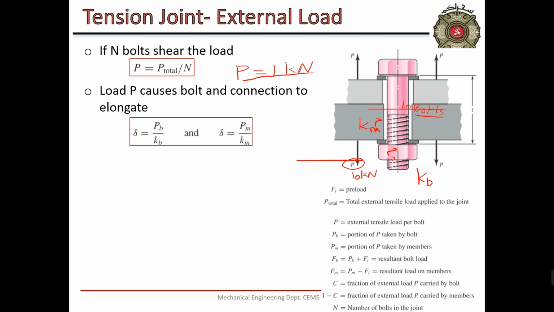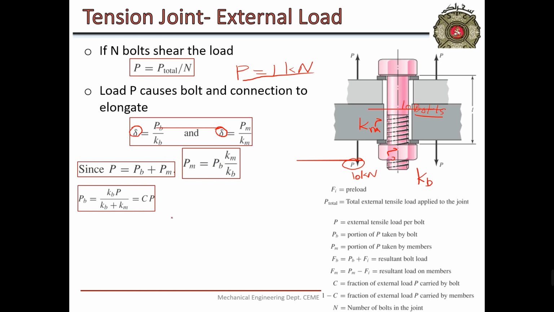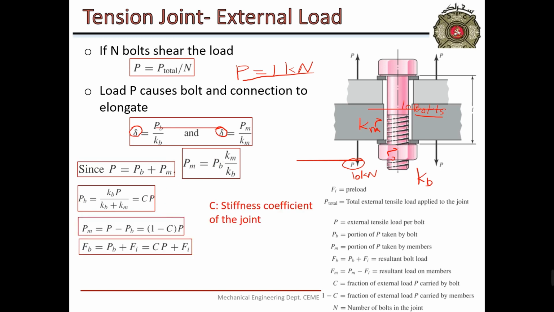The amount of delta will be the same: the amount by which the bolt is stretched by tightening, and the amount by which the members are compressed. If we equate these two deltas, we will get a relationship between member load and bolt load. And from this equation, we solve for a constant C, which is equal to kb divided by kb plus km. This is the coefficient of joint, the stiffness coefficient of the joint. This gives us a relationship between the load resisted by the bolt and the load resisted by the members.